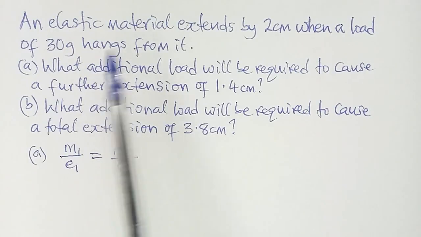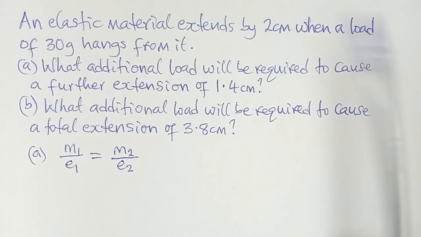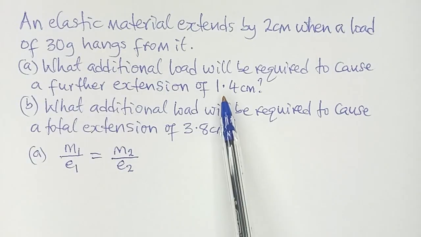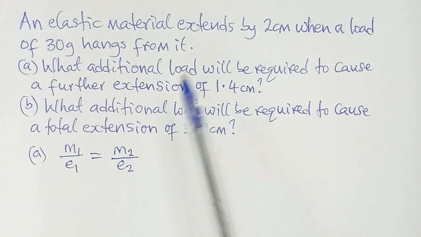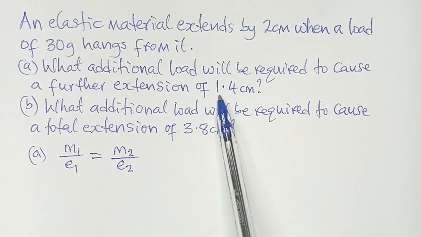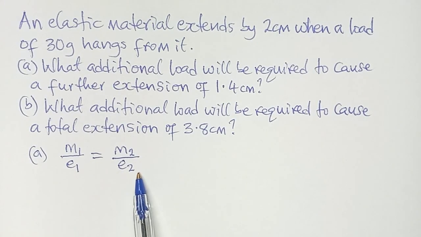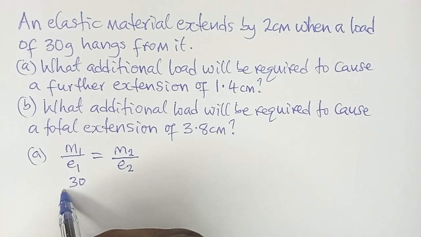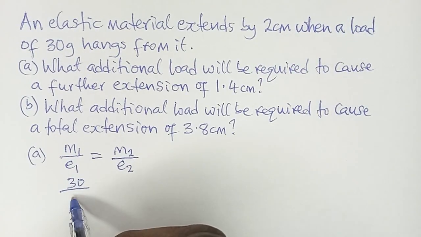Now, the first question says that the 30 gram mass causes an extension of 2 centimeters. So the question is, what additional mass or additional load added to this will cause an extension of 1.4? What we really need here is to understand that the additional load that we are looking for actually gave us only an extension of 1.4. So in that case, we can use this formula directly without confusing ourselves with anything. So the first mass is 30 divided by the extension the 30 produced, which is 2 centimeters.